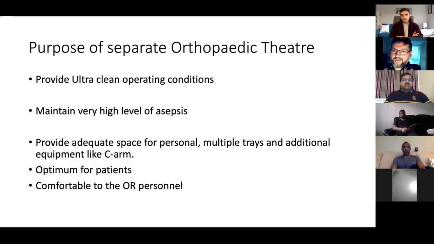So what is the purpose of a separate orthopedic theatre? It provides ultra clean operating conditions. It maintains a very high level of asepsis. It provides adequate space for personnel, multiple trays, and additional equipment like the C-arm. The conditions should be optimum for the patient for the best results, and comfortable for the OR personnel who are working there. This is not directly related to theatre design, but it is the principle of theatre design. These are the things which need to be satisfied when you're designing a theatre.